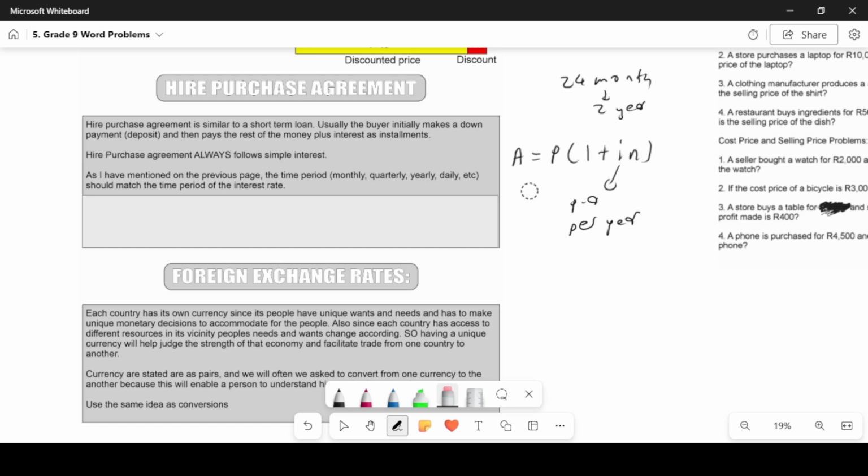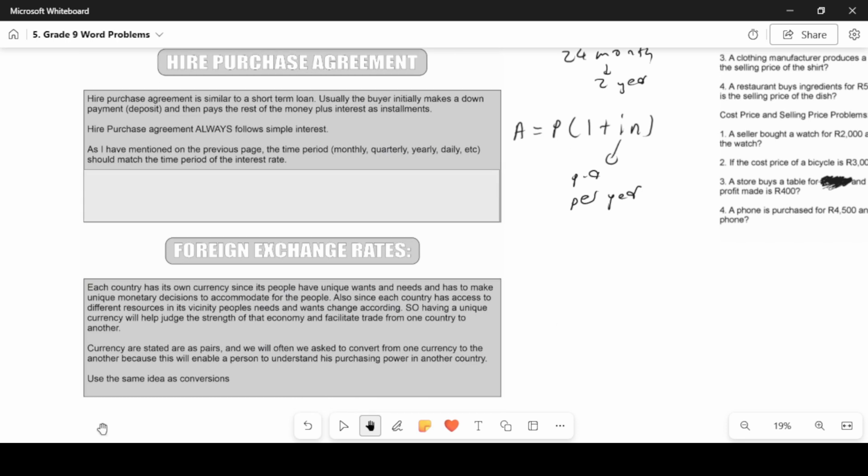I'll explain this extensively. And lastly, foreign exchange rates, very simple. We make use of equivalent fractions. It's the same idea as conversions, but it's just some brief idea here.